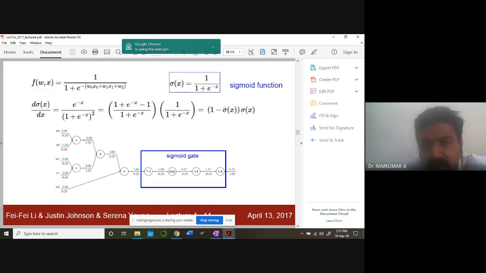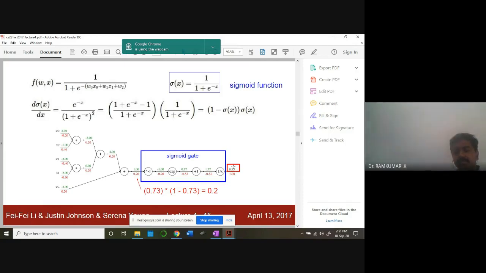This is f of x. In fact, we derived this. I hope you can recall this. Okay, so go through this again. So what is the key point you are taking from this slide? Can somebody tell me?